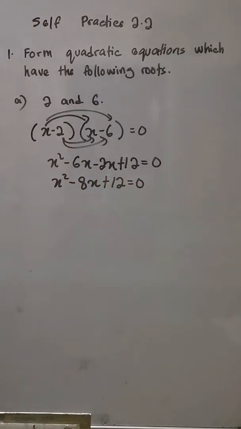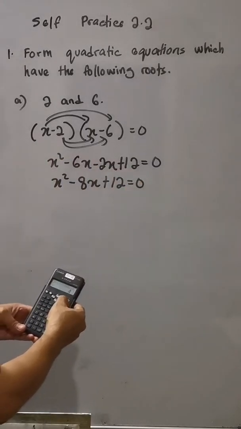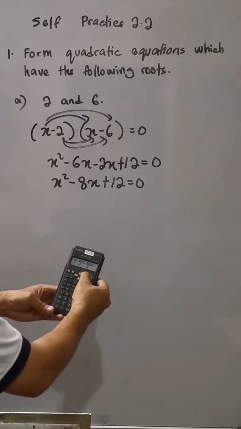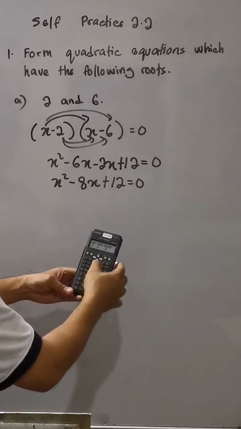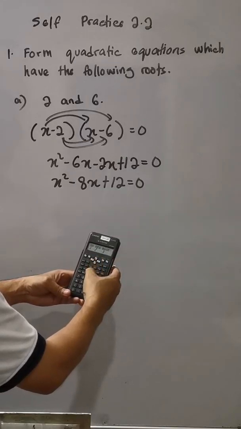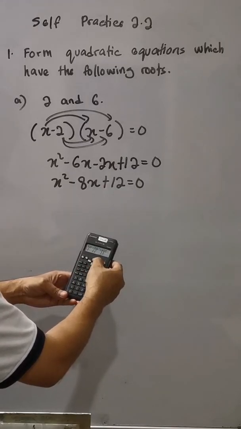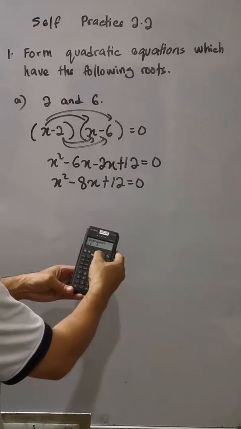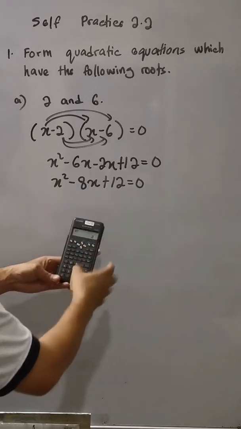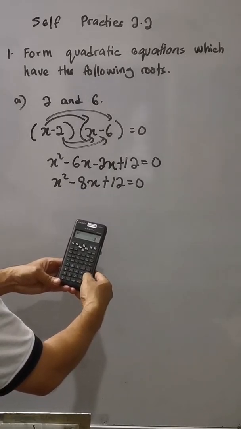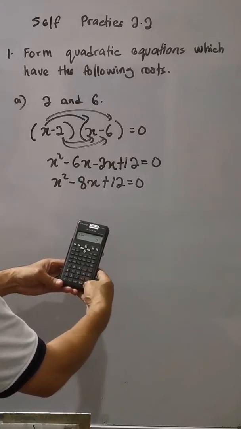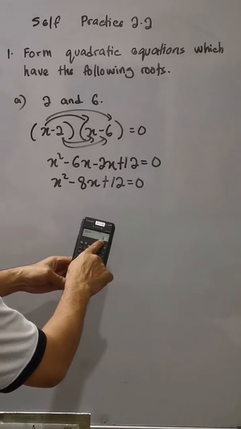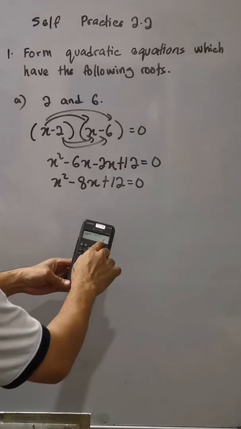Okay, in order to know whether this is correct or not, you reverse. So we find the root from this equation. So the value of A is 1, B is negative 8, C is 12. So the first root is 6, the other root is 2.